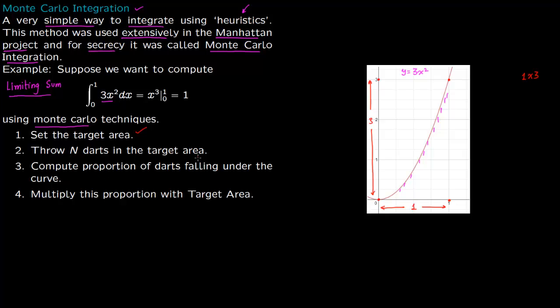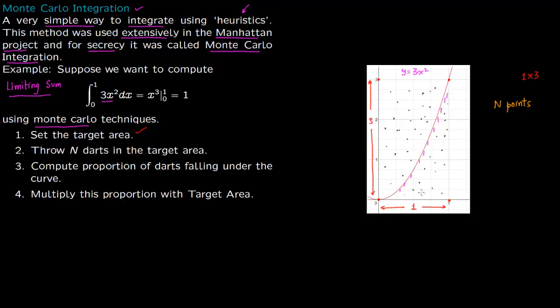Then you throw n darts in the target area. Now we are going to throw some darts in the area. That is, you select points uniformly in the target area. I'm just putting points randomly in the target area. So points could land anywhere. Then you have put a bunch of points. Now you have put n points in the target area.